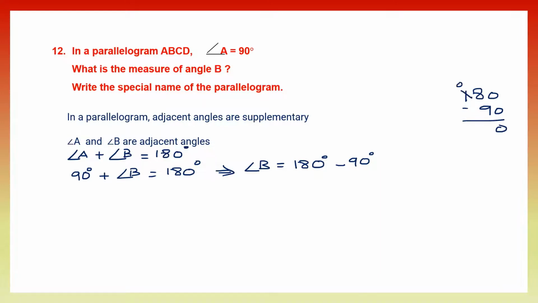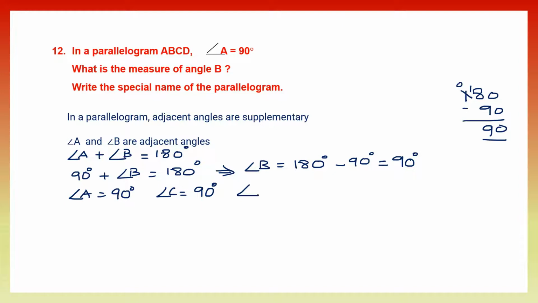0, borrow, and here I have 18. 18 minus 9 is 9. So angle B is also 90 degrees. So we've got angle A 90 degrees, angle B is 90 degrees, and in a parallelogram, the opposite angles are equal. So if angle A is 90 degrees, the opposite angle is angle C, and they are equal. So that is also 90 degrees.